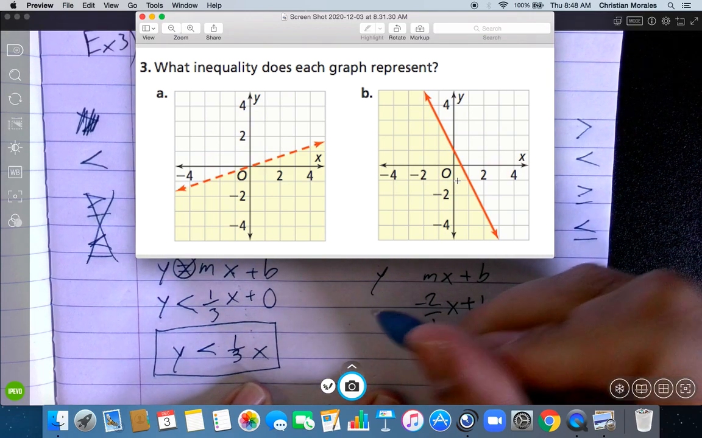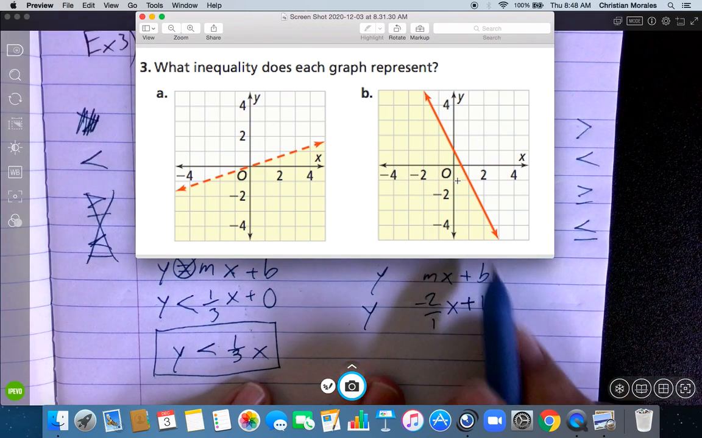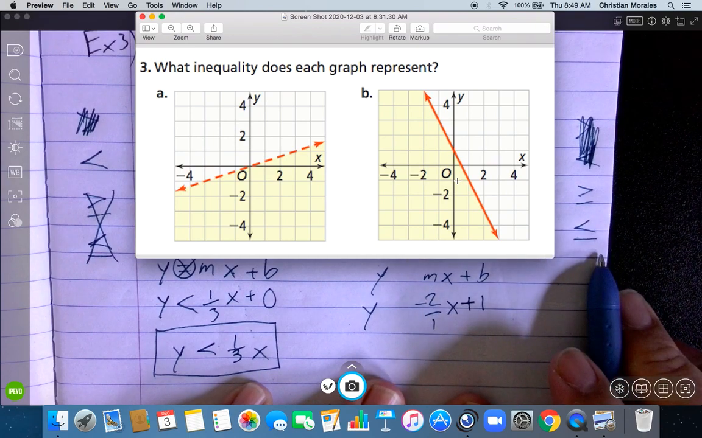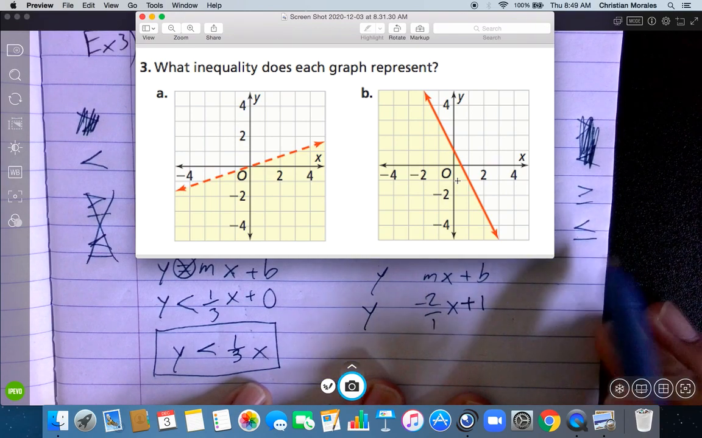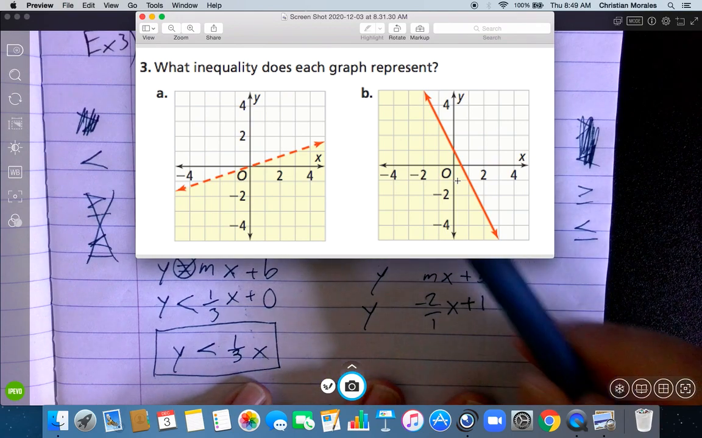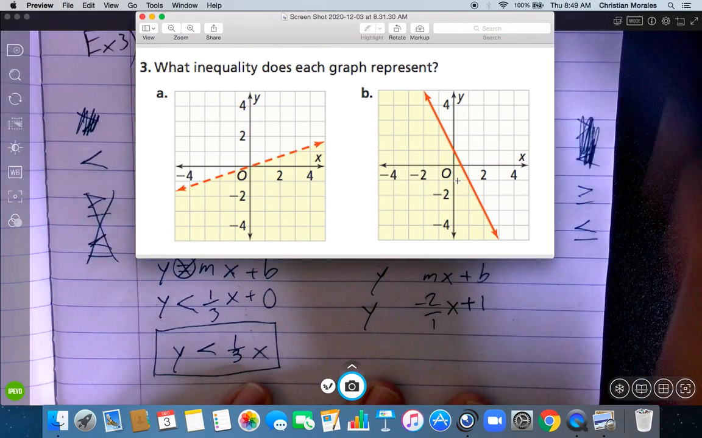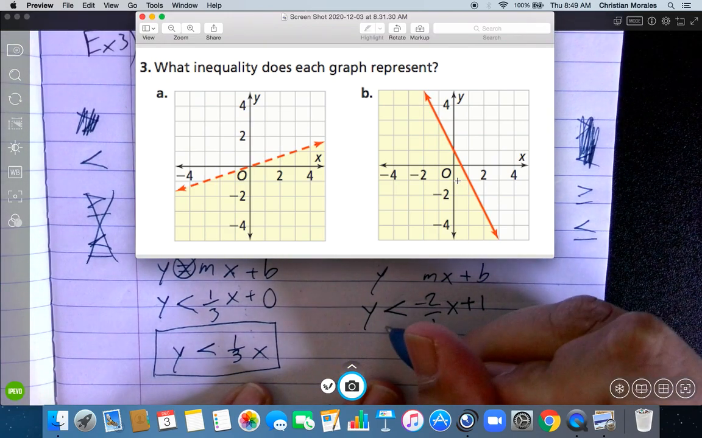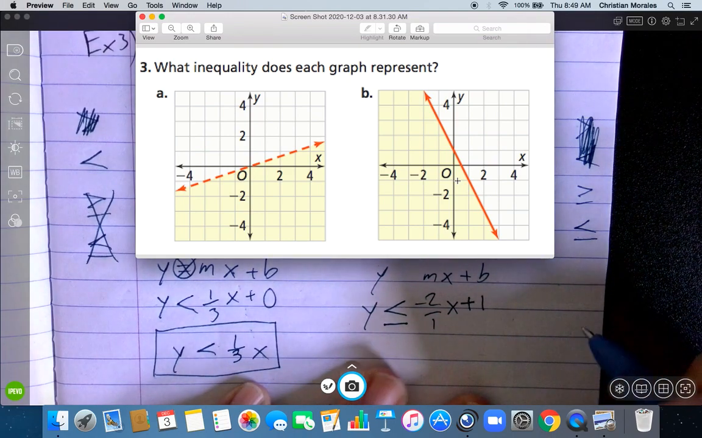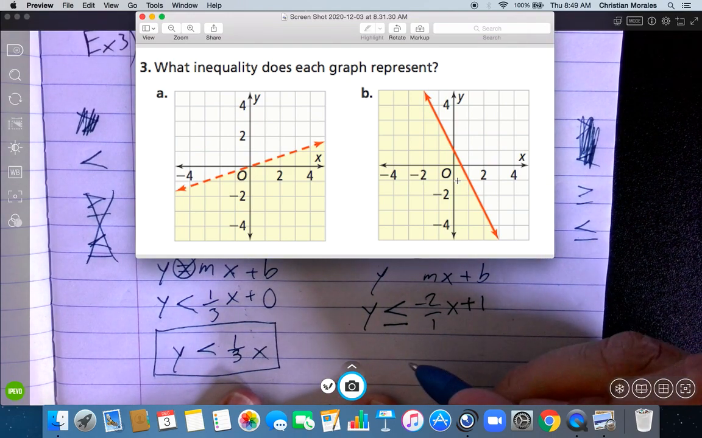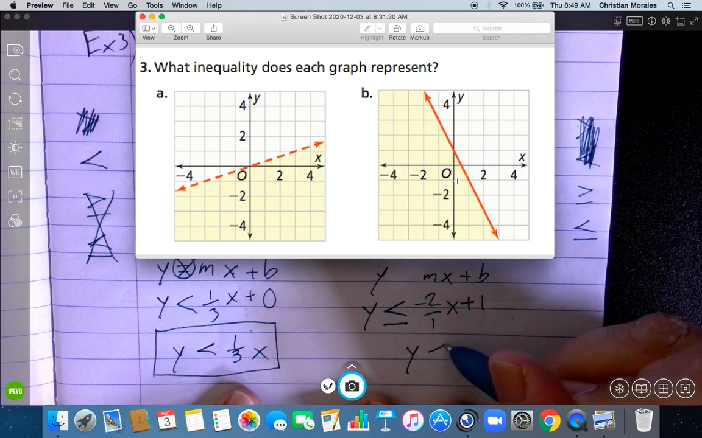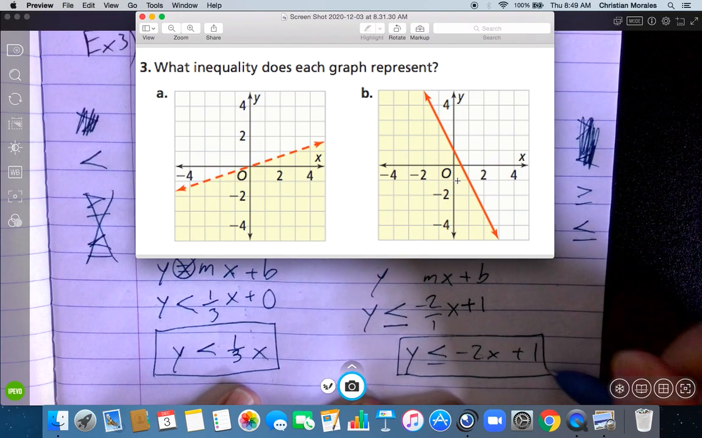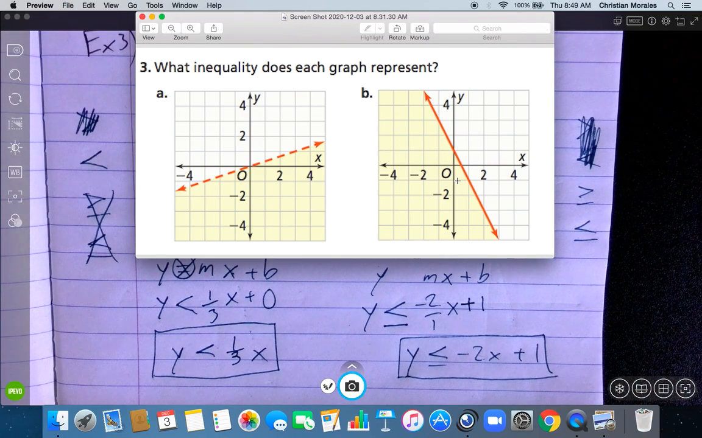Okay, now the symbol. It is a solid line, so it's not these two. It would be one of these two. So are they shading above my line or below my line? So just take a look at it. Is it below or is it above? It is below the line. So again, it's going to be less than, but because it's a solid line, it's like this. Your answer would actually look something more like this. That would be what the answer looks like for that problem.